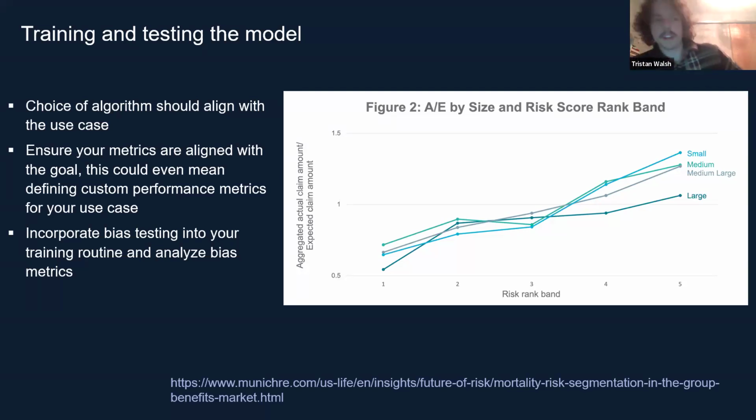Another one I think that is important here is understanding metrics that are aligned with the goal you're trying to do. So I have here a chart on the right that looks at A to E by size and risk score rank. So this is from the trained model. On the y-axis, we have what's called actual to expected, and we have this on a decile chart. And this is a very insurance-specific way to analyze performance of a model. What A to E means, it's actual to expected mortality.